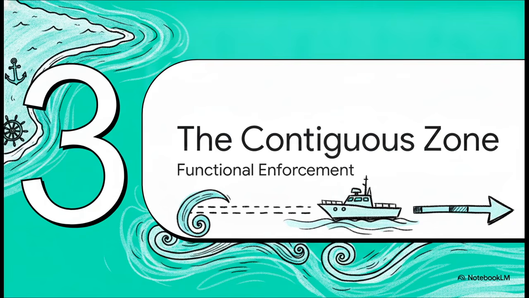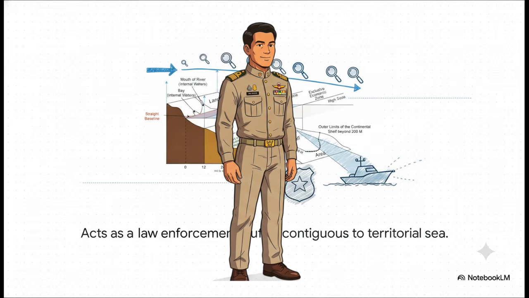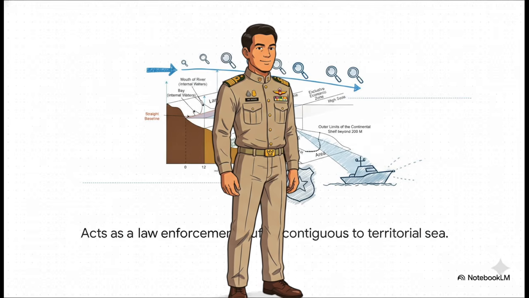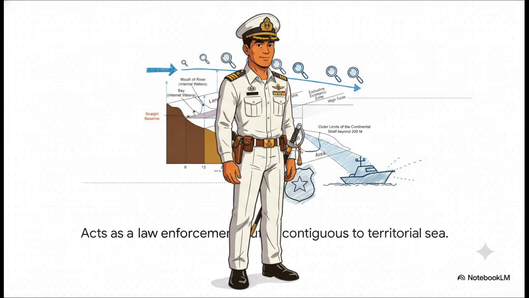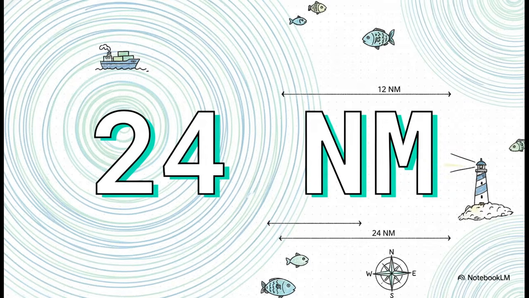Section 3. The contiguous zone, functional enforcement. Pushing a little further out from the shore now, we transition from that area of absolute sovereignty into a specialized buffer area. Stepping progressively outward, the contiguous zone sits immediately seaward of the territorial sea. And it's here that the legal jurisdiction of the coastal state begins to shift and actually becomes a lot more limited. So, the contiguous zone can stretch up to 24 nautical miles from those original baselines.